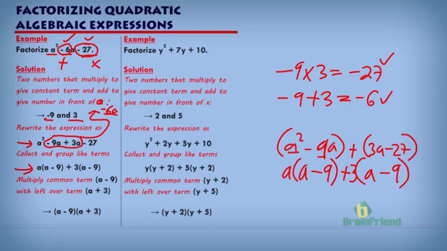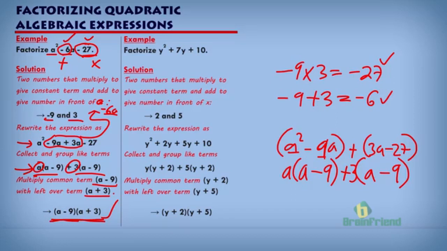So if we take a quick look here, we'll find that we have a common factor already. A minus 9 is common for both terms. So we have our common factor, a minus 9, and then we have our leftover term, which is a plus 3. The factorized expression becomes the multiplication of our common factor by our leftover term. So we have a minus 9, all in bracket, multiplied by a plus 3. And that is our factorized expression.